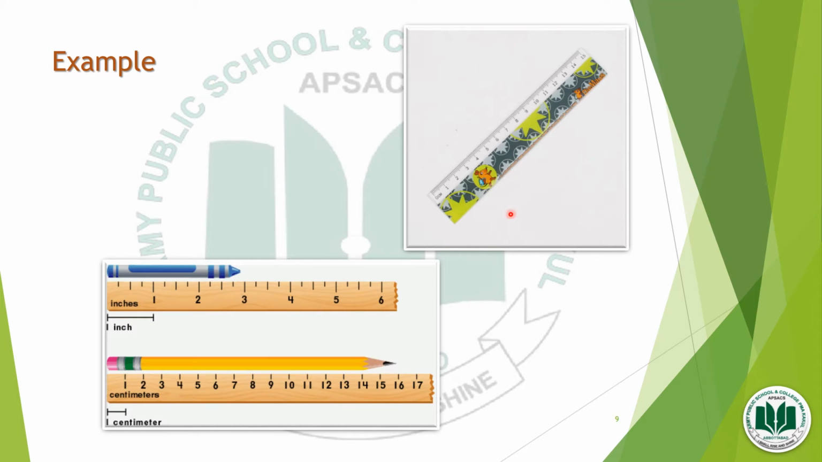This is a scale, and it is used to measure the length in centimeters. As I told you, centimeter is used to measure the length of smaller things, or things smaller than 1 meter. We use this scale to measure the length of many objects. For example, we can measure the length of crayons, pencils, and many other things.